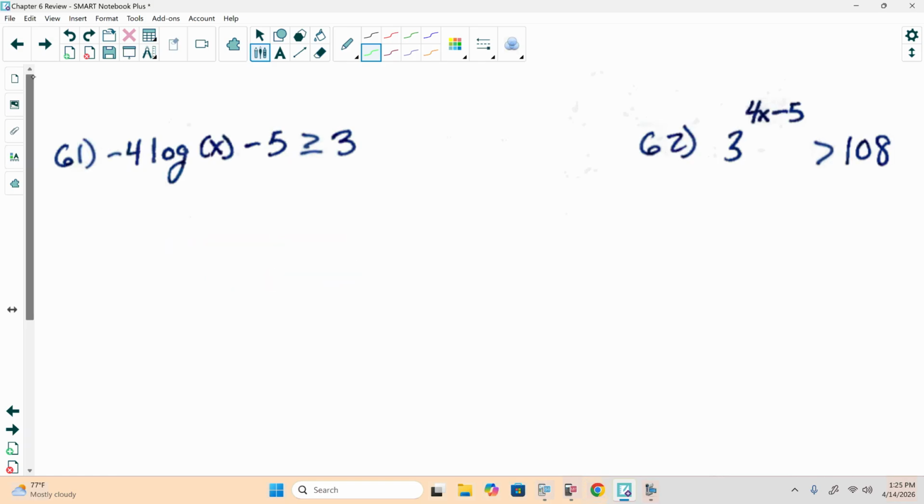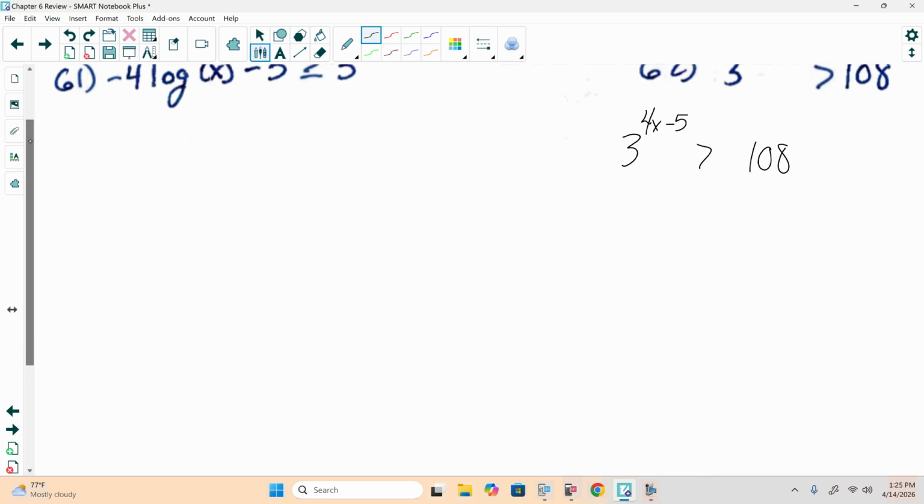Let's look at 62. Now the nice part about 62 is that the variable starts in an exponent, not inside a logarithm. And the reason I say that's nice is because we can put whatever number we want into an exponent. There are no restrictions on those. So I don't even have to look at restrictions. I can go on and make sure both sides have one term. We're already there. So now we can apply a log to both sides.